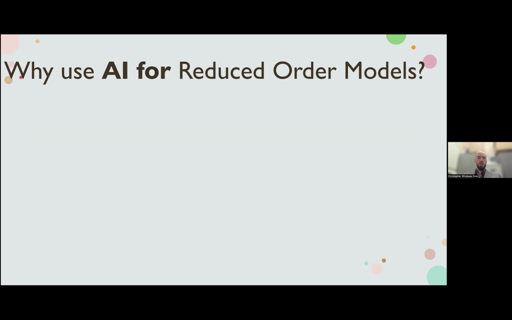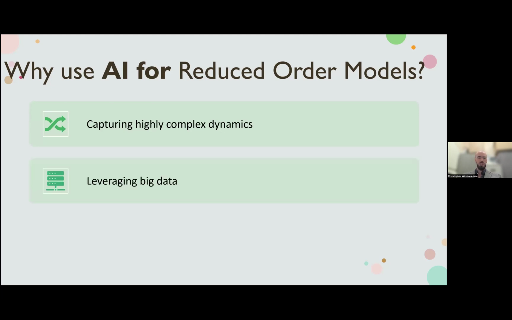So why do we want to use AI for reduced order modeling? Well, AI is very good at capturing highly complex dynamics that can be extremely difficult to interpret for a human being, and certainly to create a theoretical framework around. They are extremely good at leveraging big data. And the thing about complex fluids and particles and, God forbid, multi-phase systems is that they are very complex. You need a lot of data sets to really fully understand them. And AI is very good at handling and interpreting these big data sets.